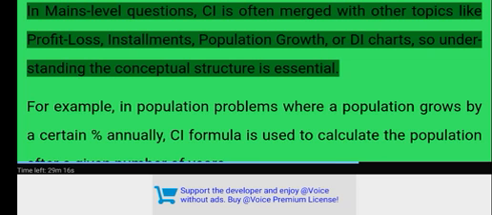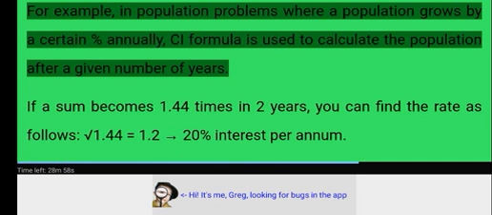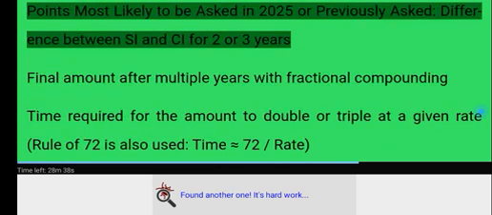In mains level questions, compound interest is often merged with other topics like profit and loss, installments, population growth, or DI charts, so understanding the conceptual structure is essential. For example, in population problems where a population grows by a certain percent annually, the compound interest formula is used to calculate the population after a given number of years. If a sum becomes 1.44 times in 2 years, you can find the rate as follows: square root of 1.44 equals 1.2, so 20% interest per annum.